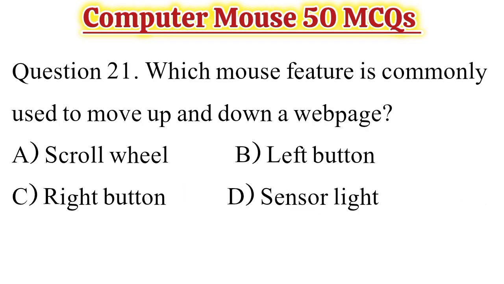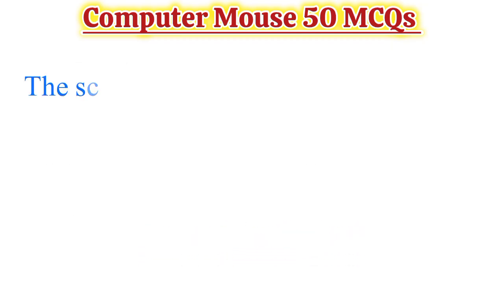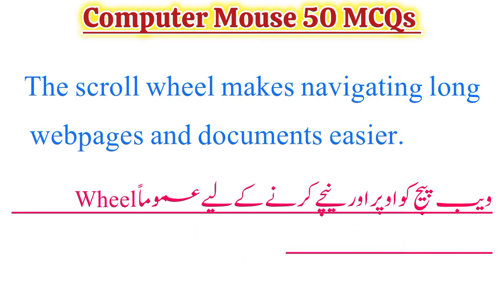21. Which mouse feature is commonly used to move up and down a web page? A. Scroll wheel. B. Left button. C. Right button. D. Sensor light. Answer: A. Scroll wheel. The scroll wheel makes navigating long web pages and documents easier.